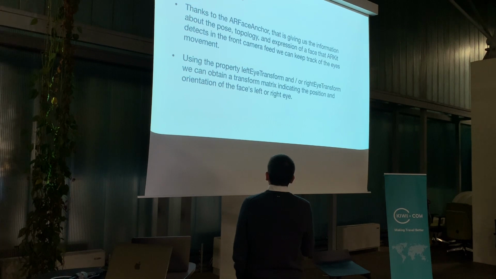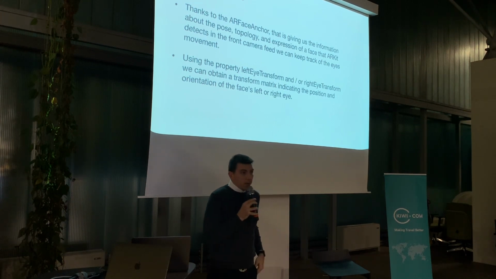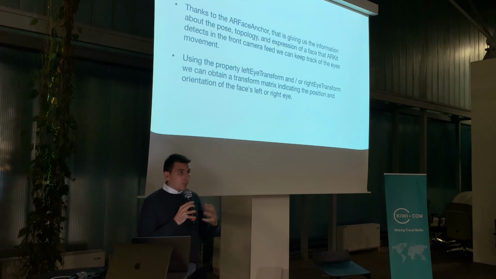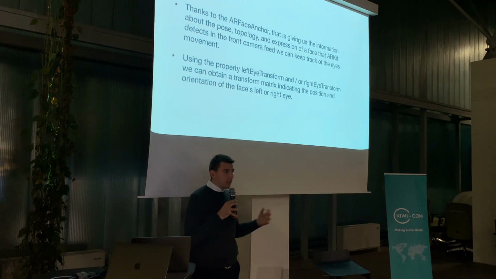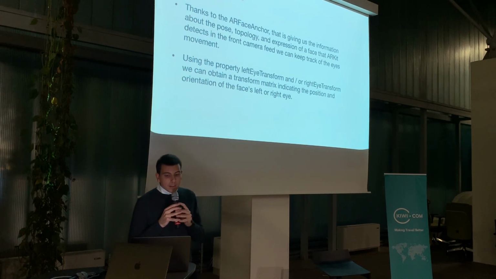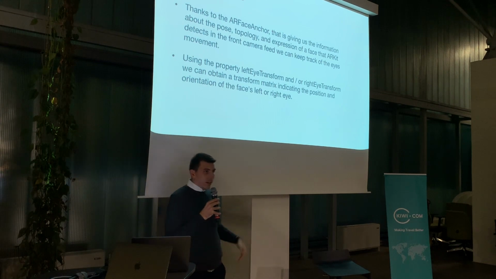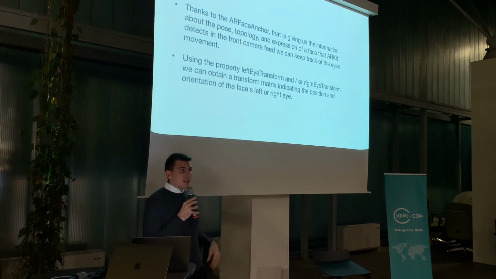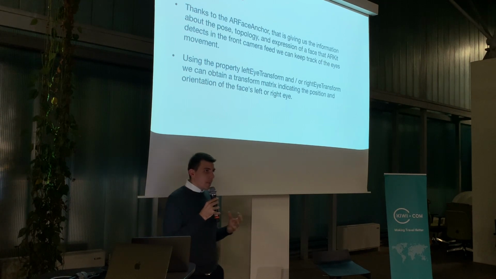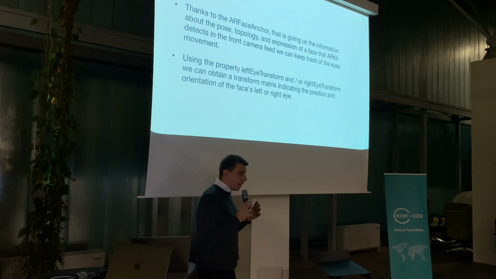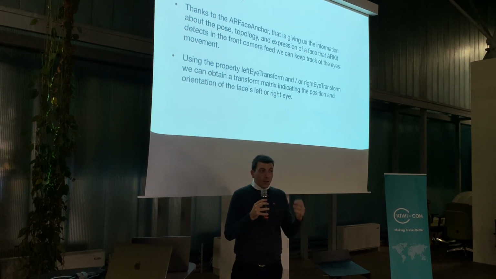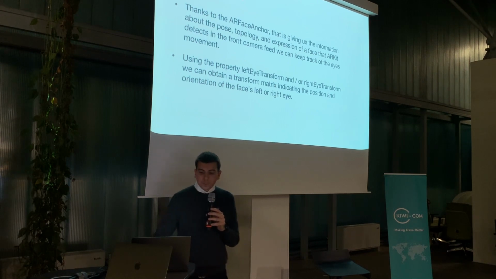ARFaceAnchor and face tracking are important because you can even use them for eye tracking. Thanks to the ARFaceAnchor, it gives us information about the pose, the topology of the face, and also the expression, because earlier I showed in the screenshot that the app is able to recognize which expression you're making, like open mouth, eyes up, blinking, and so on. Thanks to the left eye or right eye transform property, we can obtain a transform matrix that is pretty important for eye tracking, because with not so many lines of code, we can achieve a lot.